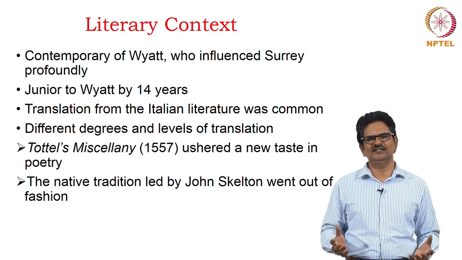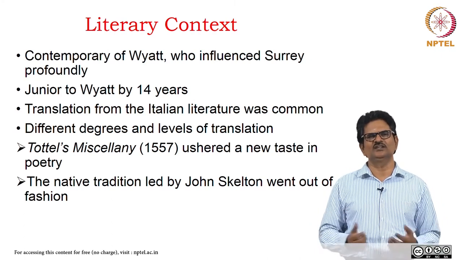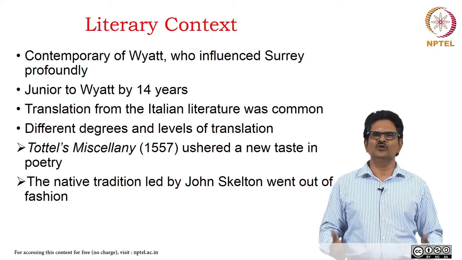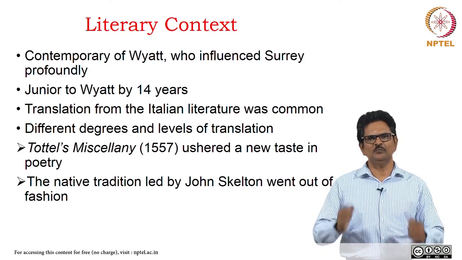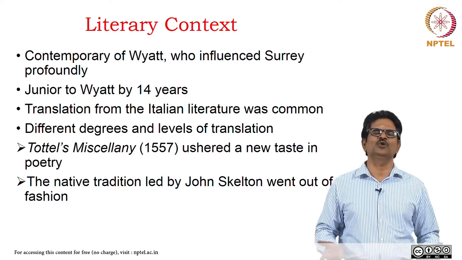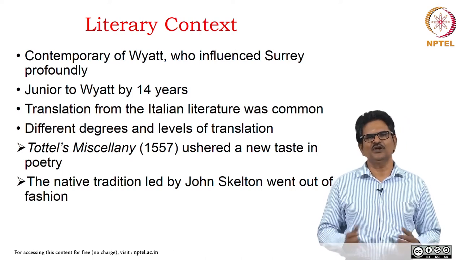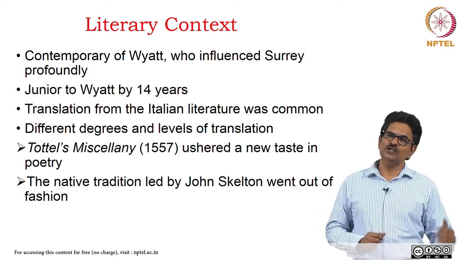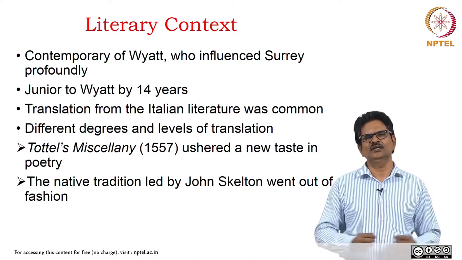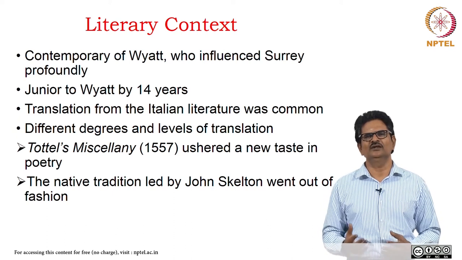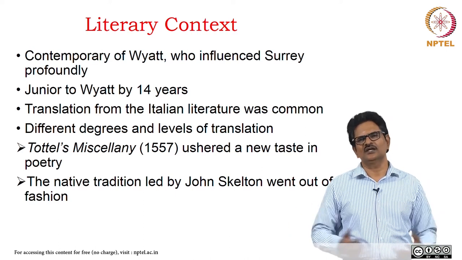These poems translated and some original, some of these sonnets and songs and other poems were collected in an anthology called Tottel's Miscellany, which was published in 1557. This publication ushered a new taste in poetry in England. At that time, there was a native tradition of poetry led by a well known poet of that time, John Skelton. But this kind of native tradition went out of fashion when the fresh air of poetry came from Latin and other writings from the continent.